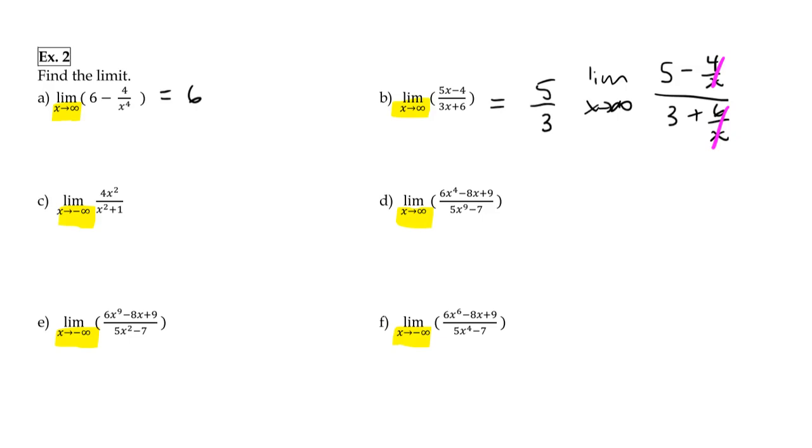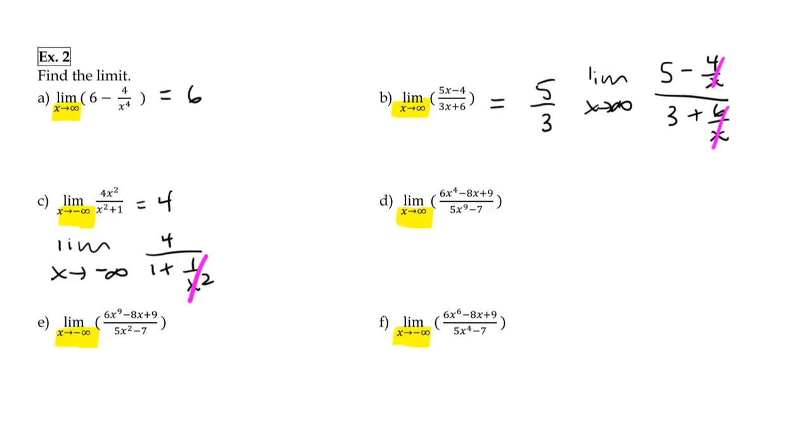Do you guys notice that we're tied here? So it's a ratio of the leading coefficients. What should your answer be? 4. The reason would be if you divide everything by the largest power in the bottom, you get 4 over 1 plus 1 over x squared. 1 over x squared goes to 0, and you're left with just 4.